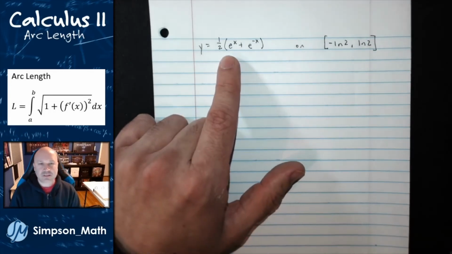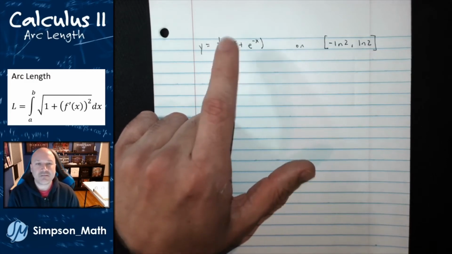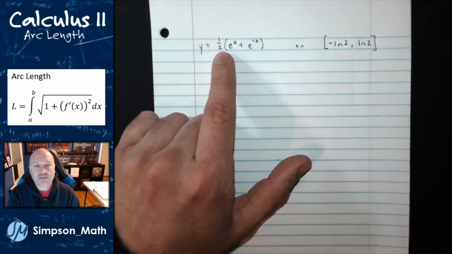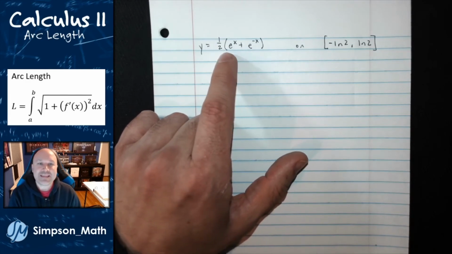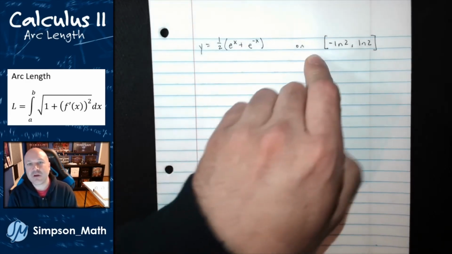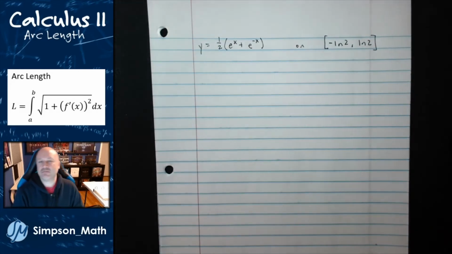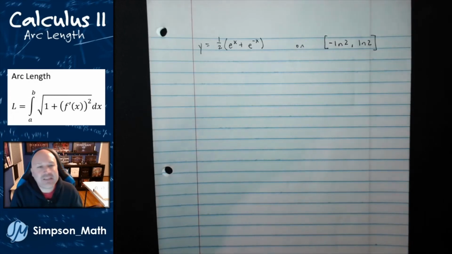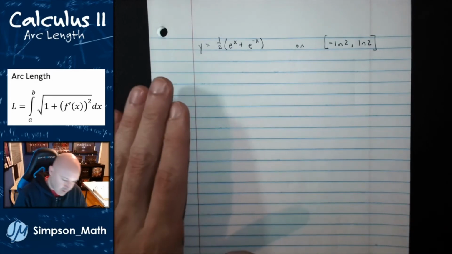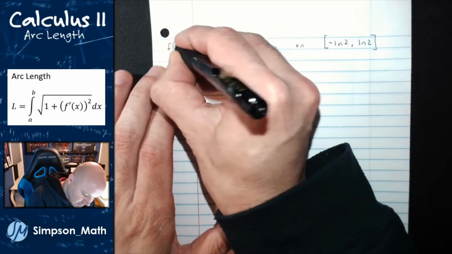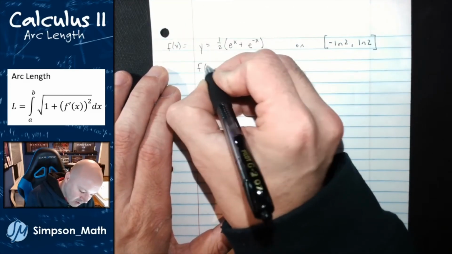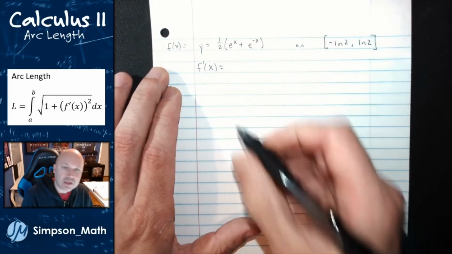Okay, that looks hyperbolic to me. I don't remember them exactly, but that's some sort of hyperbolic looking thing. But I've got some function, 1/2 of e to the x plus e to the negative x on this interval, from negative natural log of 2 to positive natural log of 2. Okay, cool. I need to find the length of this curve on that interval. I'm just going to shove it into this formula. That is, I need to find the derivative. So if I call that f of x, then y prime or f prime of x.